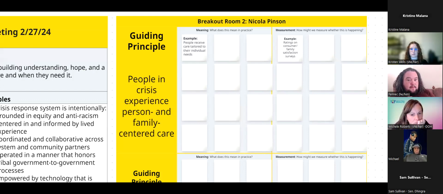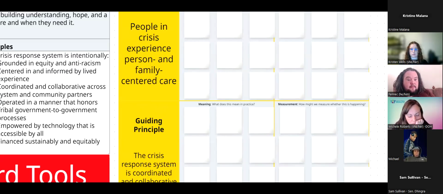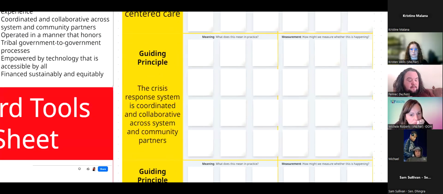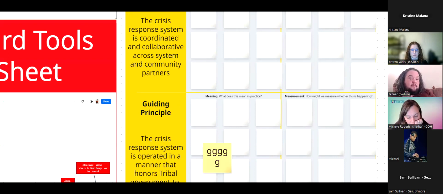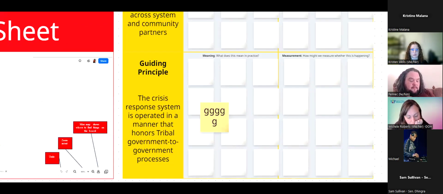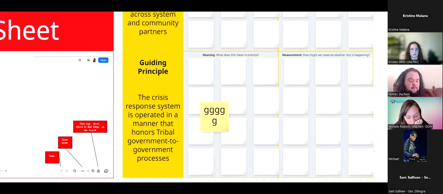Just to give you an overview of what we're going to be talking about. The second guiding principle is the crisis response system is coordinated and collaborative across system and community partners. And then our third guiding principle is the crisis response system is operated in a manner that honors tribal government to government processes.